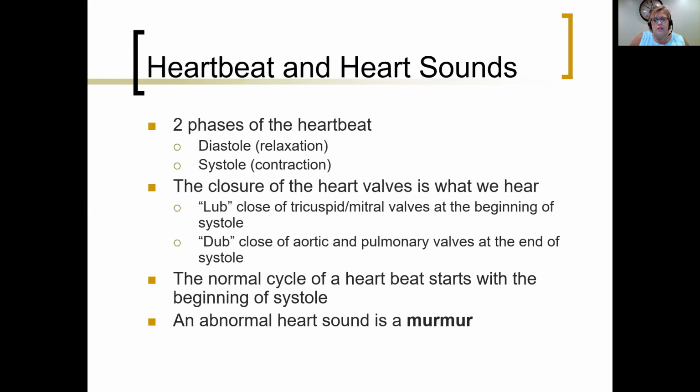The normal cycle of a heartbeat starts with the beginning of systole, or the contraction, and ends with the end of diastole, or relaxation. And any abnormal heart sound that we hear, either within the heartbeat or between heartbeats, is called a murmur. And typically murmurs have to do with a valve disorder.